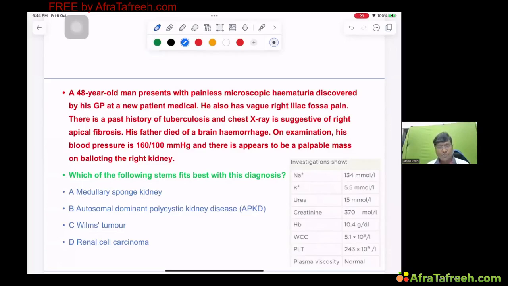Very good. So all of you have answered it correctly. That is ADPKD, autosomal dominant polycystic kidney disease. What could be the reason for his father dying of brain hemorrhage? Berry aneurysms. Good. That is subarachnoid hemorrhage. Okay.